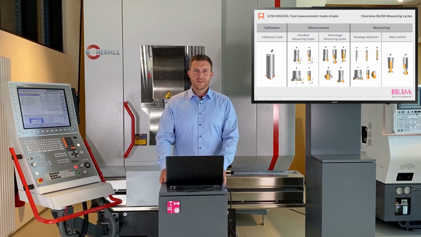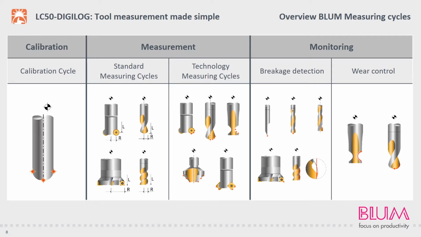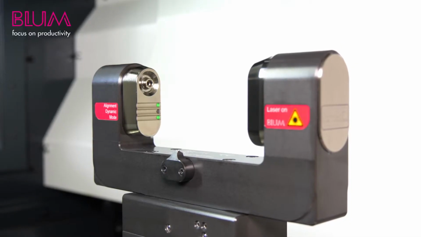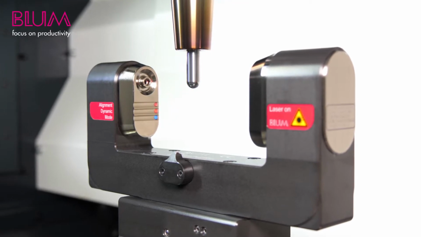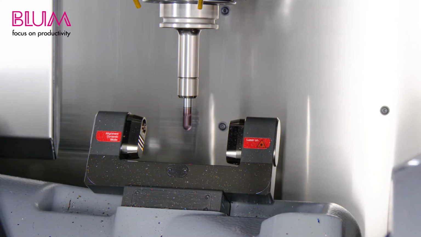When using Blum measuring cycles, we make a distinction between calibration, measurement and verification. To ensure optimum in-process reliability and precision when it comes to tool measurement, we recommend that our customers calibrate their laser measuring systems regularly. The tool measuring processes shown here involve taking length and radius measurements, for example, of ball nose mills or end mills.